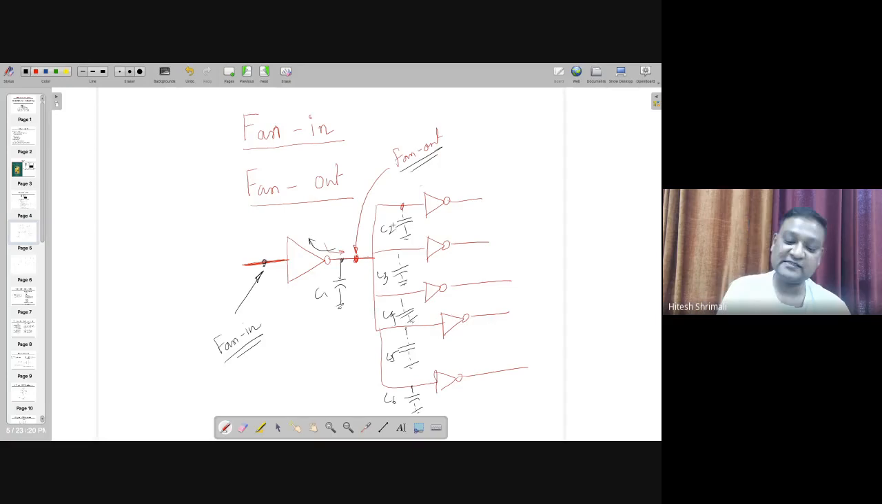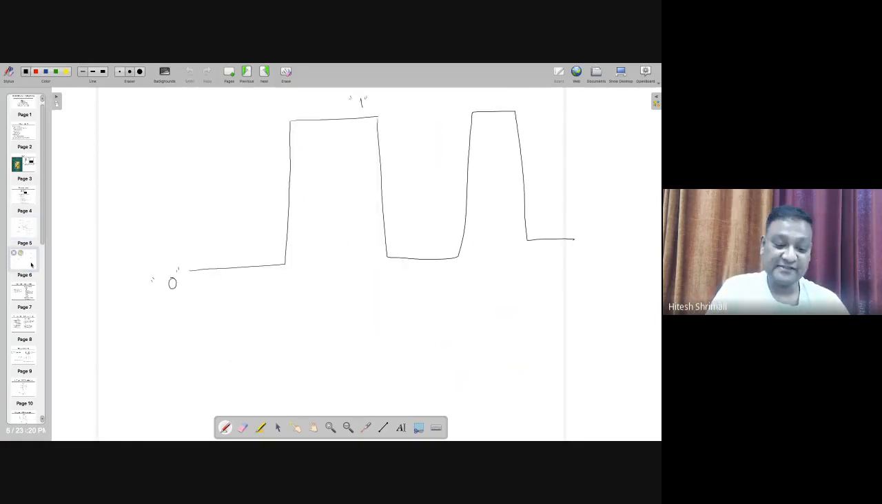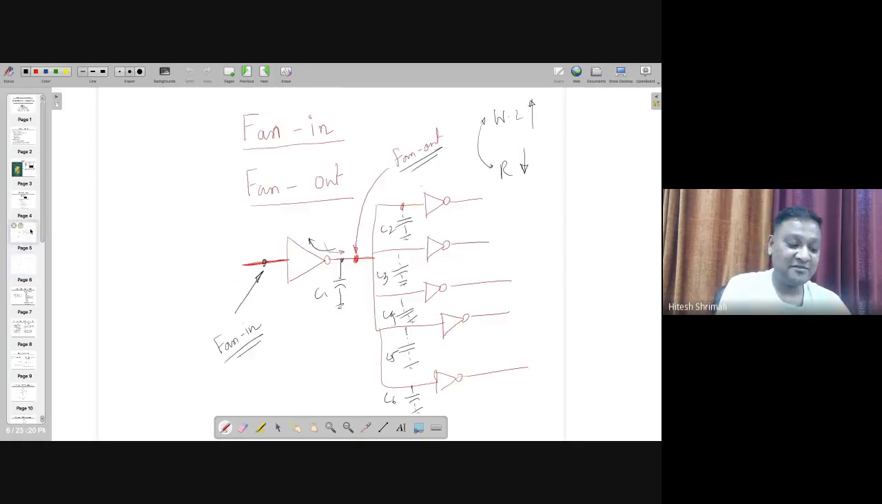And these capacitances increase with increasing W and L. As you increase W by L, this is going to increase. Notably, this will reduce the resistance also. So both things happen together. We don't want too much capacitance at the output. And if it is there, then what is going to happen? There will be charge sharing.